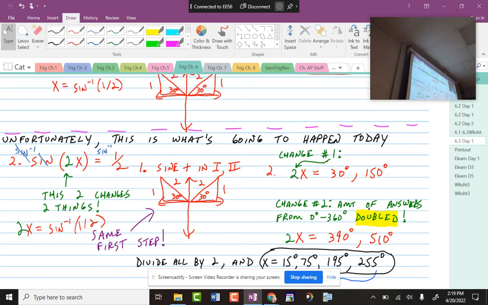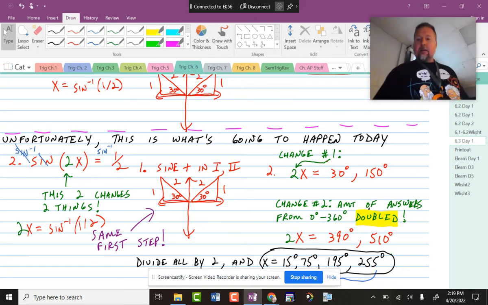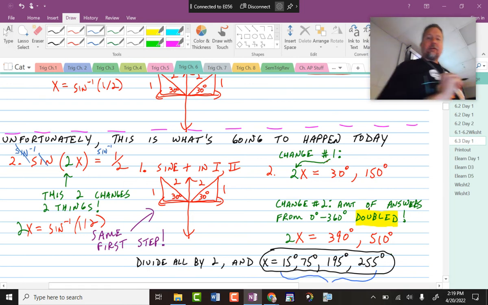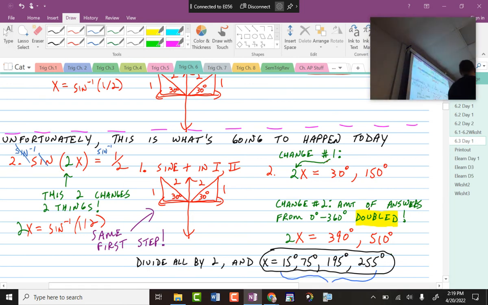Smaller than what number, which is what I'm supposed to answer for? Smaller from 0 to what? 360. So this is a valid answer there. And then I add 360 to 150 and I get 510. I've got to hide that, I just noticed it was there. And then 510 divided by 2 is 255.